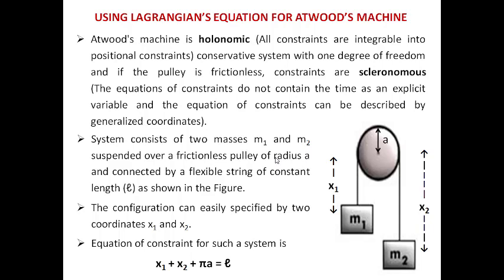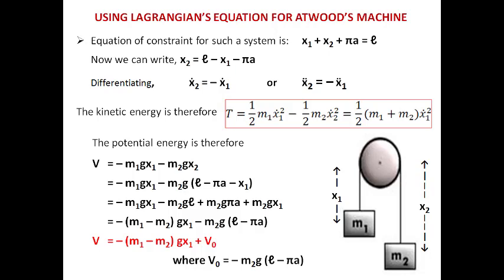So the equation of constraint for such a system is: L is the total length of the string or rope, and it is equal to x1 and x2, and then the length of the rope or string over the pulley will be given by the term pi a as an approximation. So if we add x1 plus x2 plus pi a, it gives the total length of the string. Now you can rewrite the equation as x2 is equal to L minus x1 minus pi a.